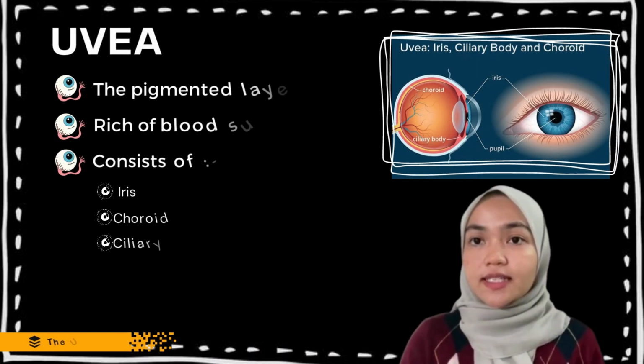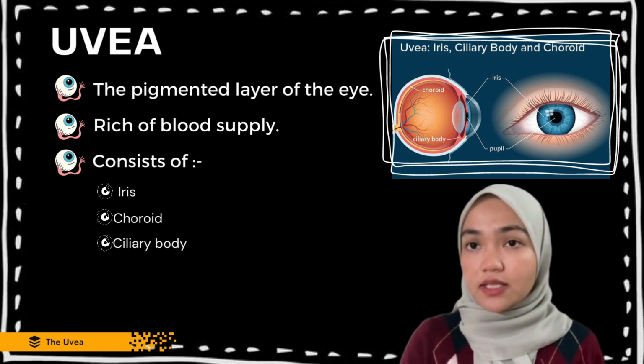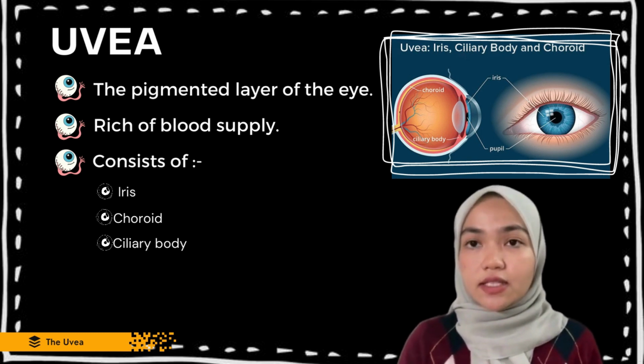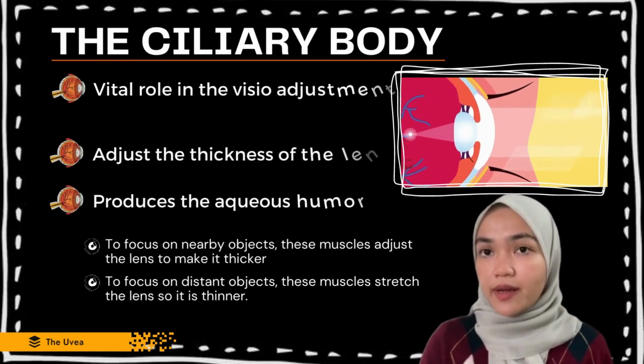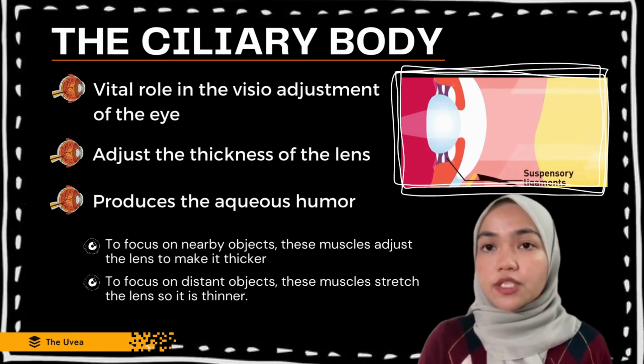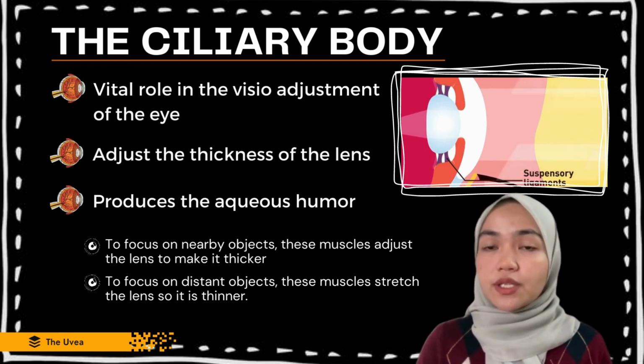The uvea is the pigmented layer of the eye. It has a rich blood supply and consists of the choroid, ciliary body, and iris. The ciliary body is the broad ring-shaped band of thin muscle fibers which plays a very active and vital role in the vision adjustment of the eye.